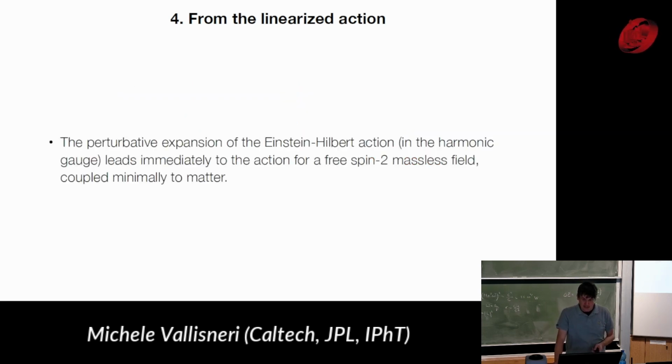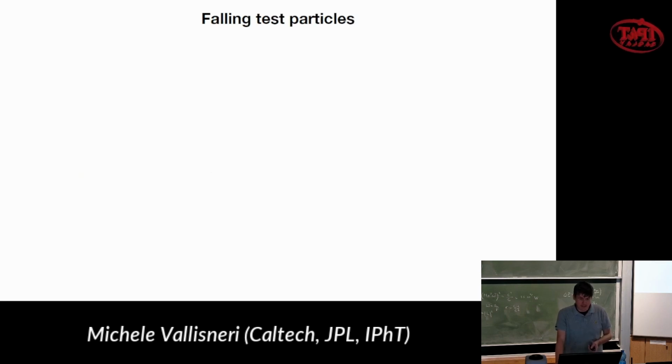Okay, and you can also make the arguments for why this is a spin-2 massless field. We saw the minimal coupling to matter. So at least at the linearized level, it looks all benign and rather familiar. Of course, general relativity is nonlinear, and then there are more fun effects that come into play.